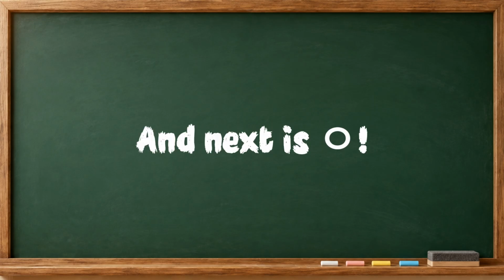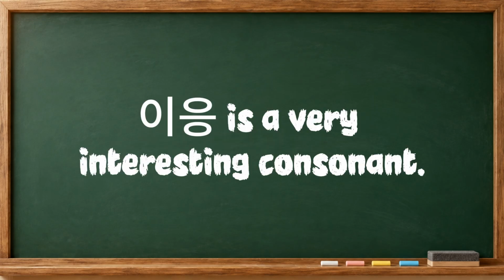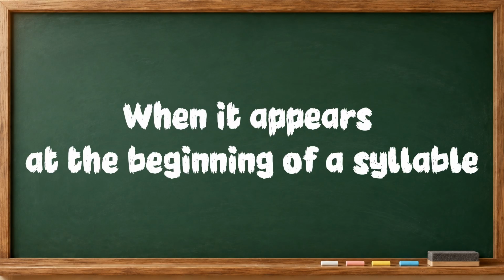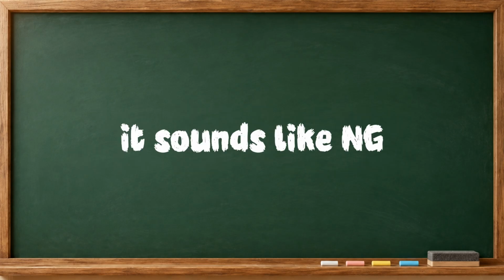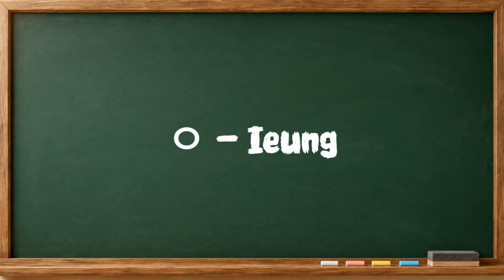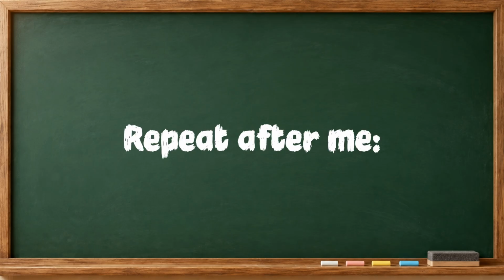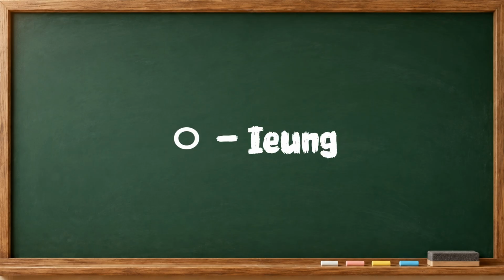And next is ieung. Ieung is a very interesting consonant. When it appears at the beginning of a syllable, it has no sound. But when it appears at the end of a syllable, it sounds like ng. Ieung. Repeat after me. Ieung.